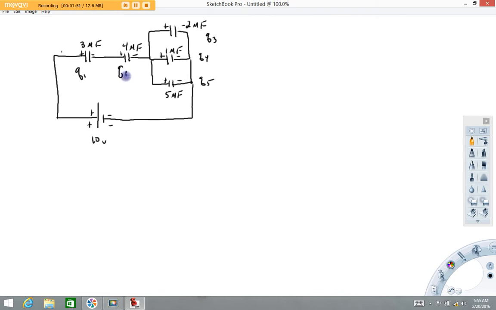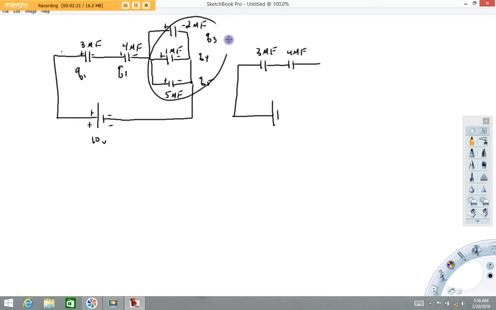Okay. Now, as we look at the circuit here, the first thing to recognize is we have these 3 in parallel. These can be simplified. A 5, a 1, and a 2, these are going to add to 8 microfarads. So what we do is we redraw the circuit, keeping everything else identical. So we got the 3 microfarad, the 4 microfarad, and in the place of this combination, we're going to put a single capacitor now, 8 microfarads.